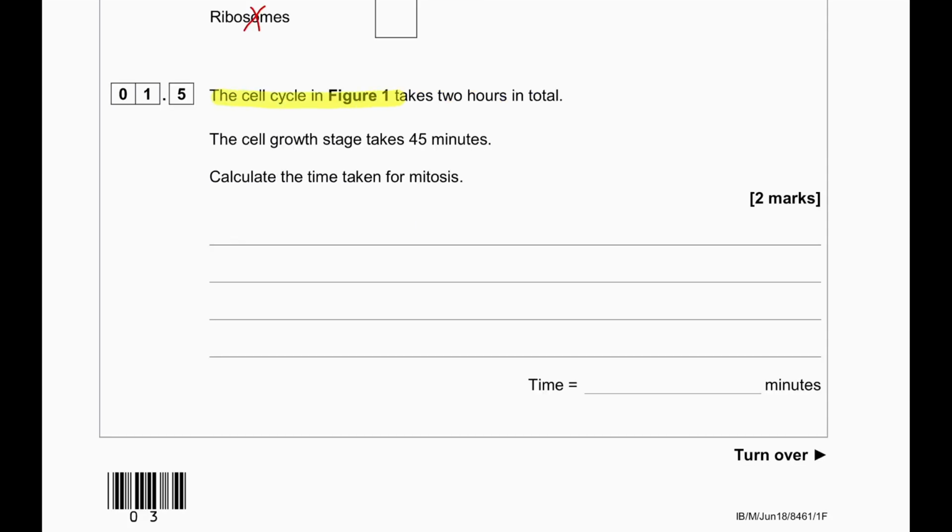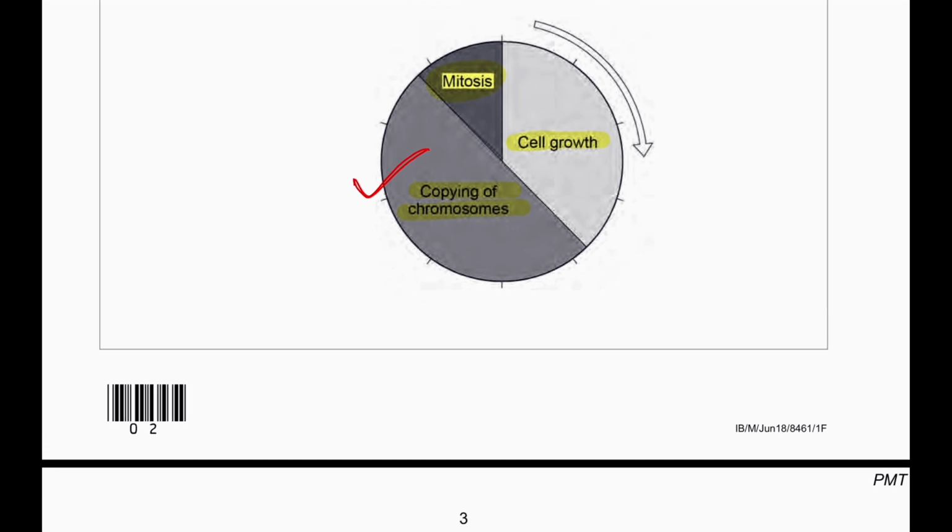The cell cycle in figure 1 takes 2 hours in total. The cell growth stage takes 45 minutes. Calculate the time taken for the mitosis. Because we already know that the cell growth takes 45 minutes, we will go back to our pie chart, where the cell growth is divided into 1, 2, 3, covering almost 3.75 marks. So 3.75 marks is representing that particular time, which is 45 minutes.